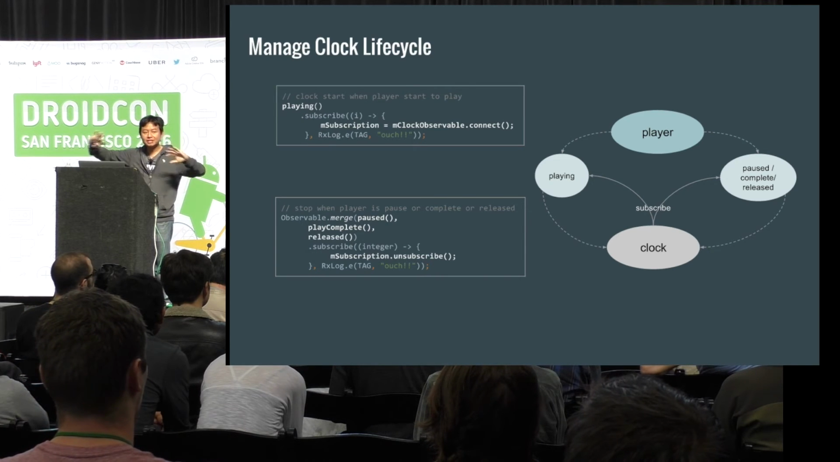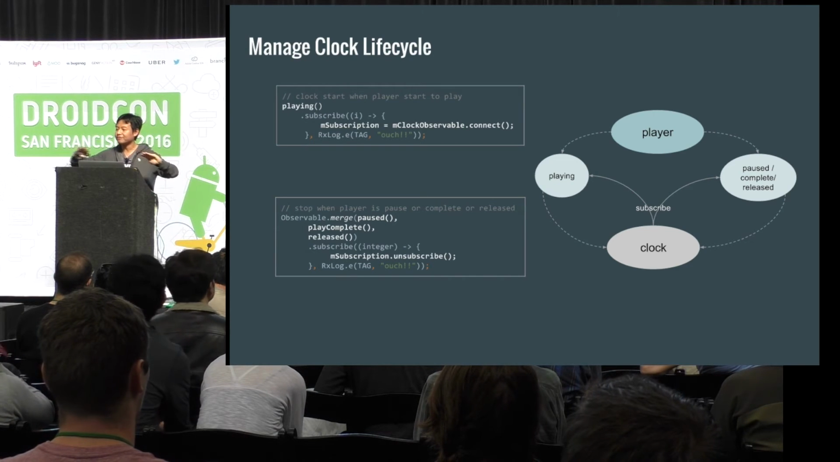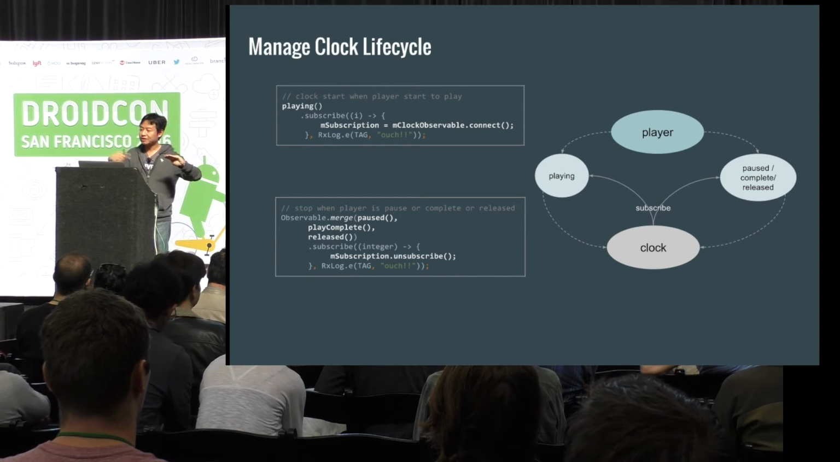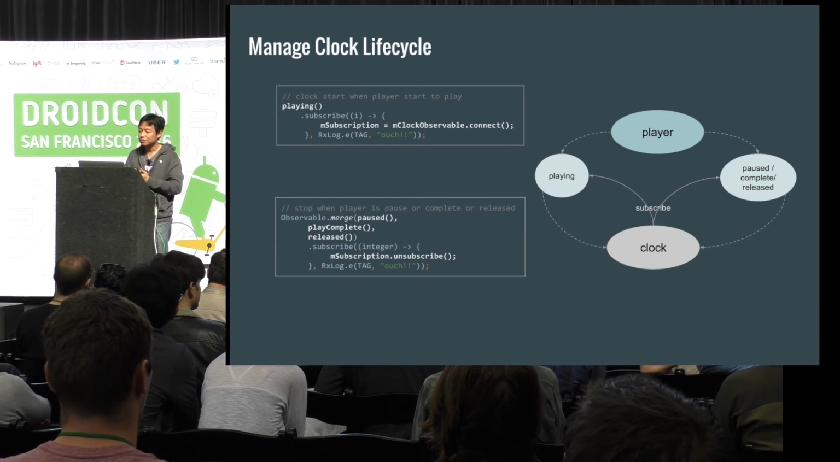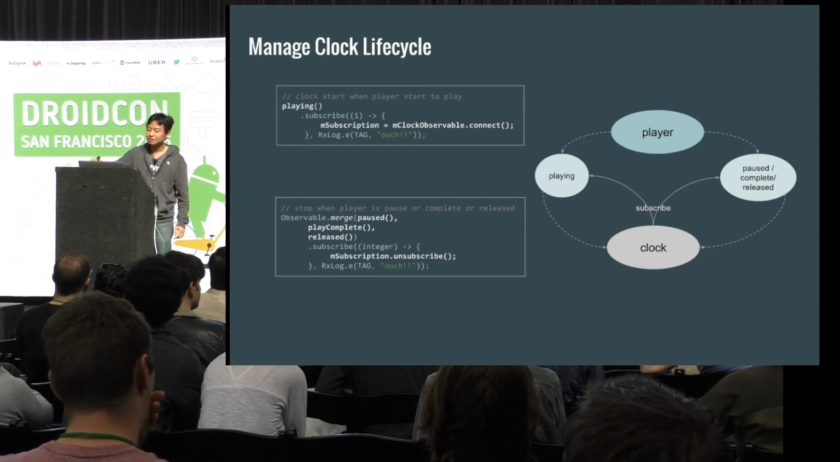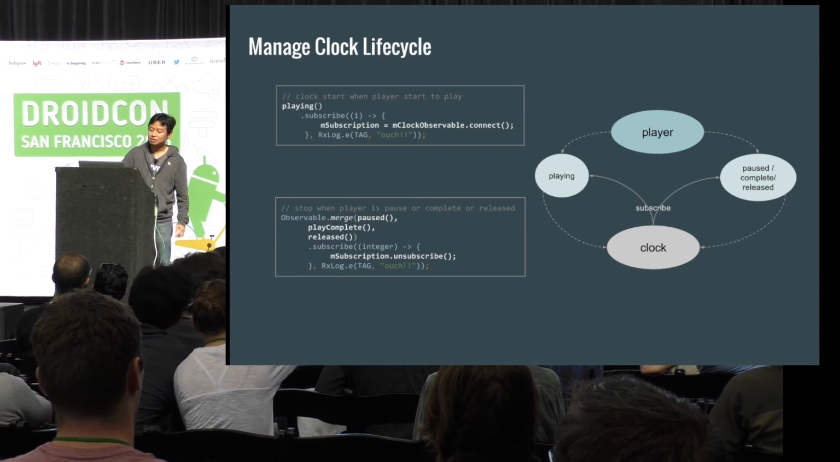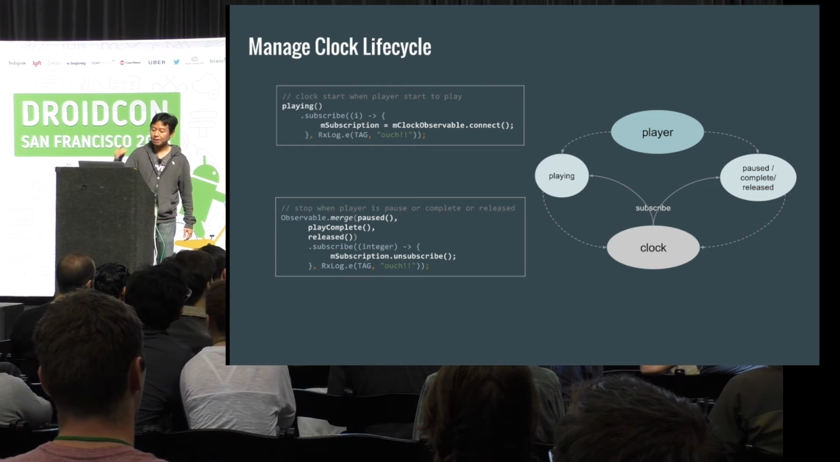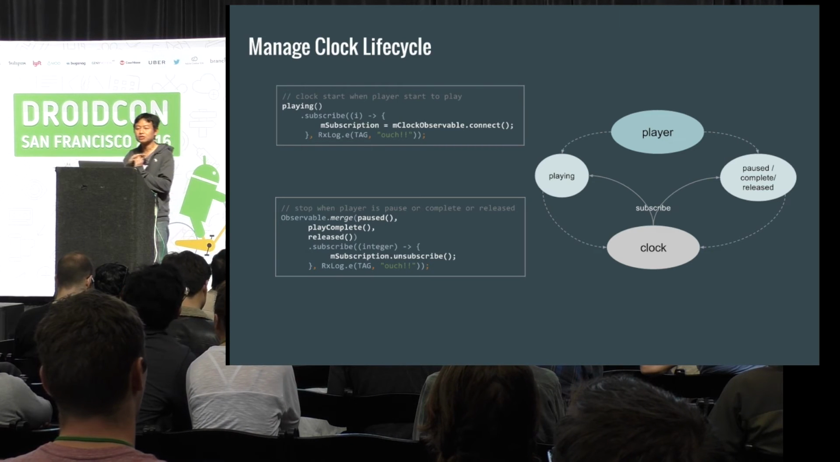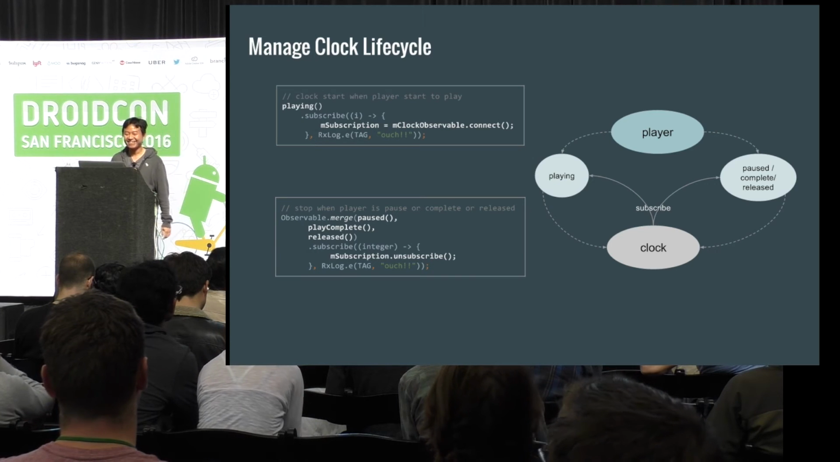Okay, this is like separation of concerns. It's not the player's concern to manage the clock life cycle. The clock life cycle should be managed by the topic that is interested in it. So this code is basically playing. When it plays, start the clock. Observable.merge, basically like either or: pause, play complete, release, then stop the clock. Got it? Okay, cool. Thank you.